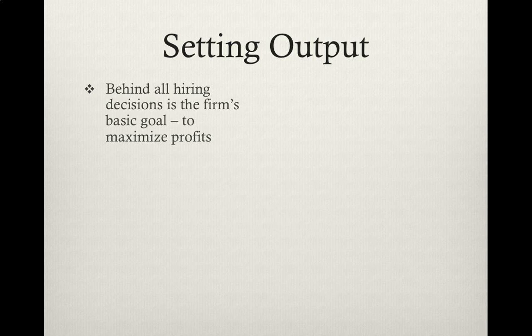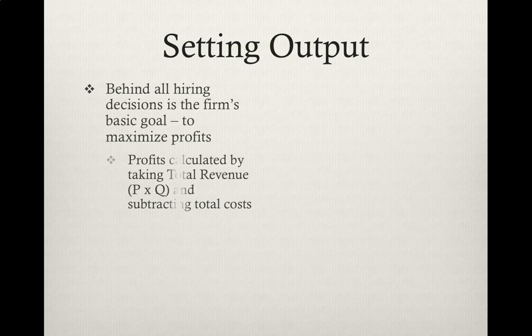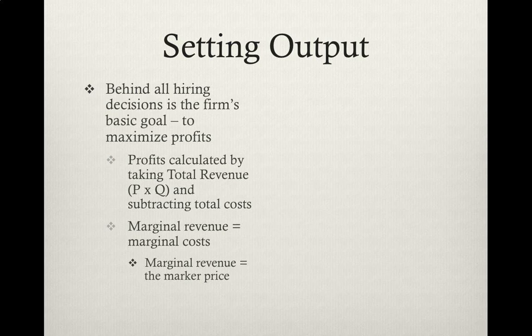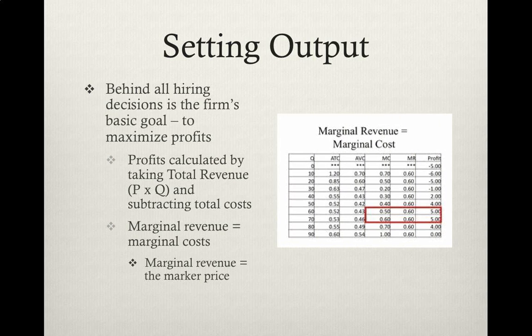So behind all hiring decisions is the firm's basic goal to maximize profits. Profits are calculated by taking your total revenue, which is your price times your quantity, and then subtracting total costs. We just did that. You want to set your output level where marginal revenue equals marginal cost. We just did that. And your marginal revenue, once again, should be the market price.